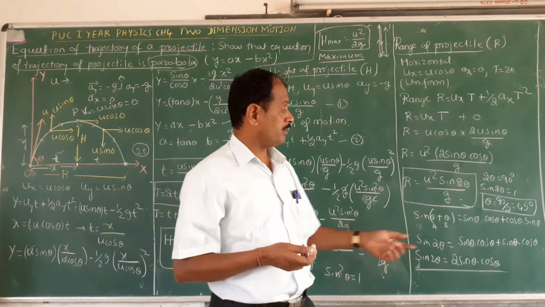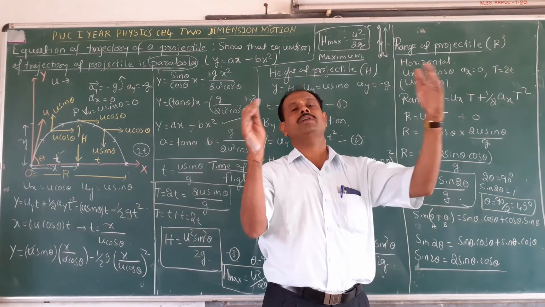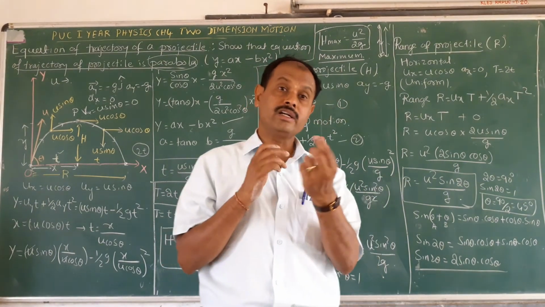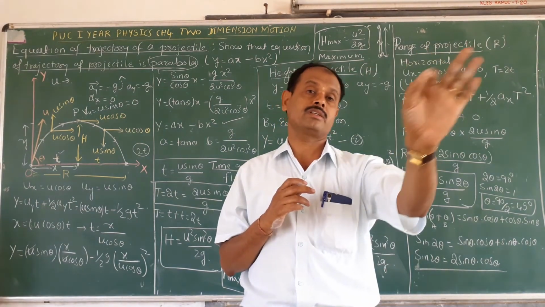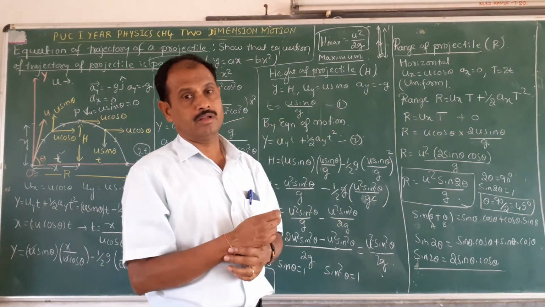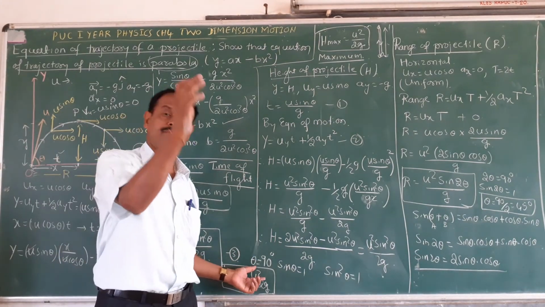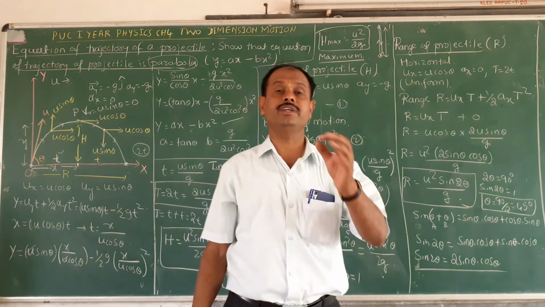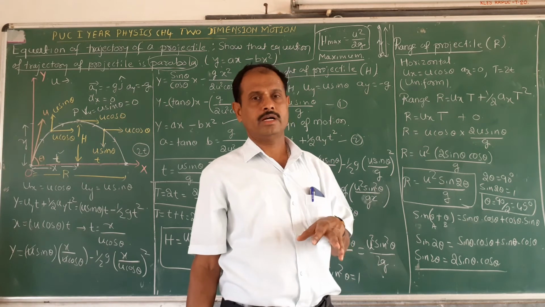Now when the angle of the projection is 45 degrees, then it gives the maximum range. Now what is the condition for maximum range of the projectile? The condition for the maximum range of the projectile is that the angle of projection is 45 degrees. What is the condition for the ultimate maximum height of the projectile? At that time, the angle of projection is 90 degrees. This is about the height of the projectile.